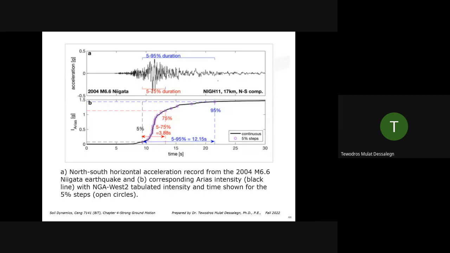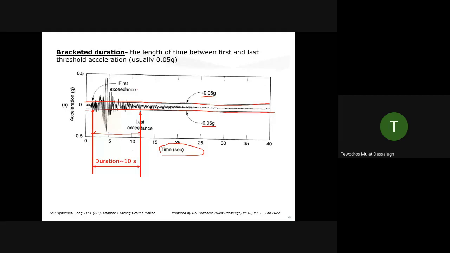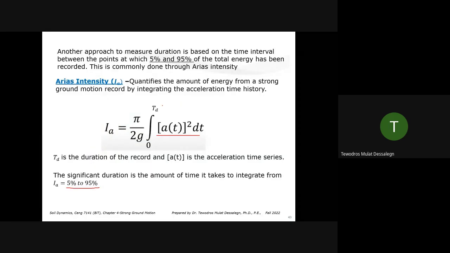You have an acceleration time history, and you can use software to compute the Arias intensity. If you integrate that acceleration, and where you get from the 5% Arias intensity to the 95%, this is defined as the most energy content of the earthquake, and they define this as the significant duration. In this case, from 5 to 95% is obtained as 12.15 seconds. So these are two ways you can find the duration of an earthquake: bracketed duration and Arias intensity.